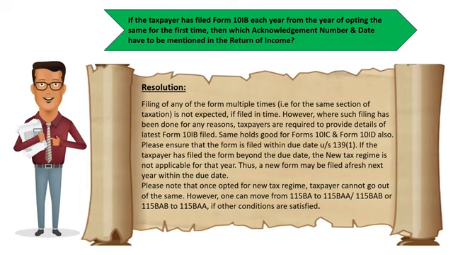Please ensure that the form is filed within due date under Section 139 subsection 1. If the taxpayer has filed the form beyond the due date, the new tax regime shall not be applicable for that year. Thus, a new form may be filed afresh next year within the due date. Please note that once you have opted for the new tax regime, you cannot go out of the same. However, you can move from 115BA to 115BAA or 115BAB, or 115BAB to 115BAA if other conditions are satisfied.